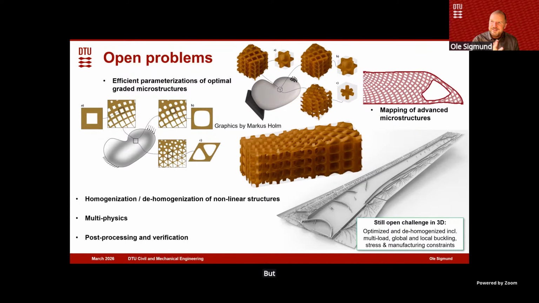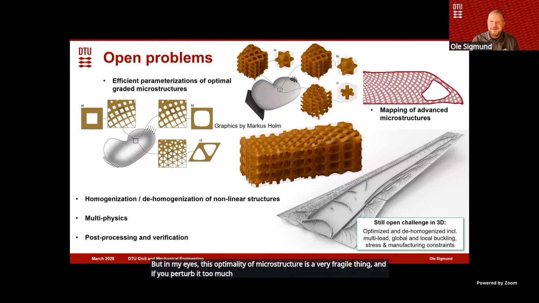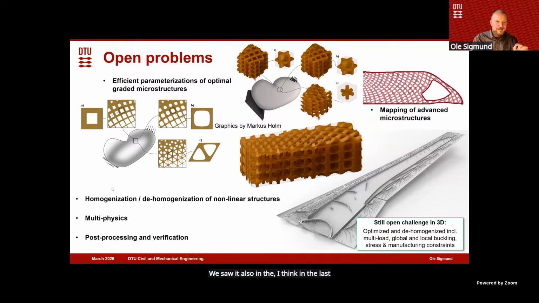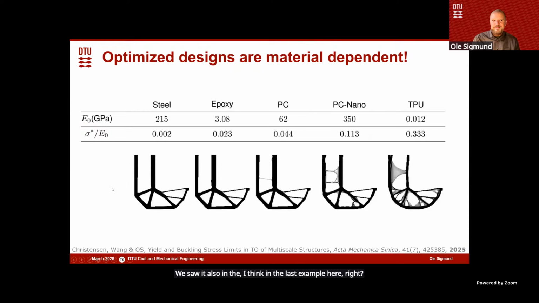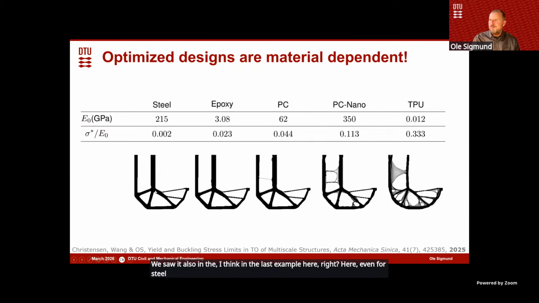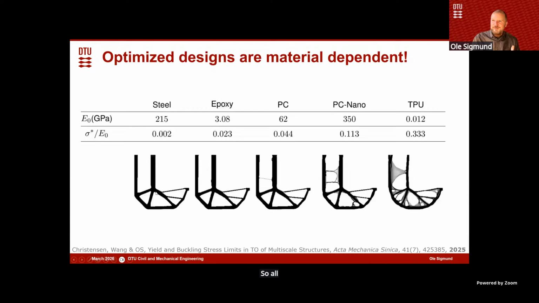But in my eyes, this optimality of microstructure is a very fragile thing. And if you perturb it too much, then the optimizer just says, I don't want microstructure, guys. We saw it also in the last example here, right? Here, even for steel, it doesn't want microstructure because it will yield before it has any advantage of the microstructure, right? So all the time, we have to be careful.